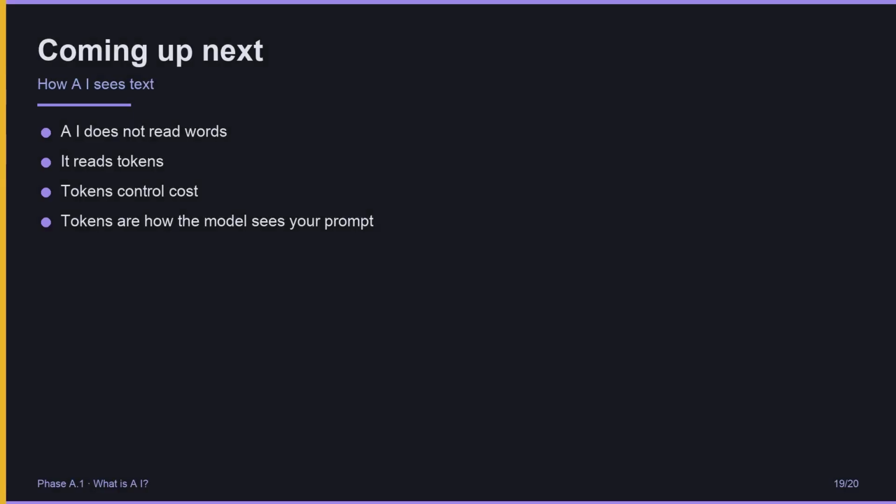Coming up next, how AI sees text. Here is a surprise. AI does not actually read words. It reads something called tokens. A word might be 1 token, or 3, or half of one. Tokens control how much you pay. Tokens control how long a conversation can get. Tokens are how the model sees your prompt. In the next lesson, we open the box and look inside.